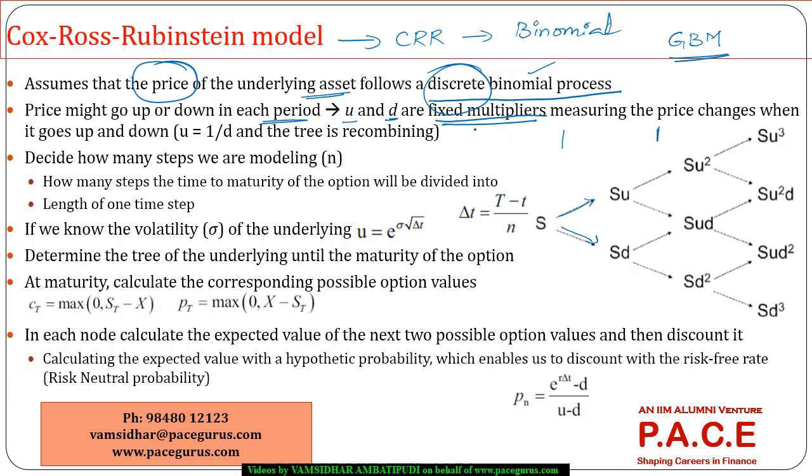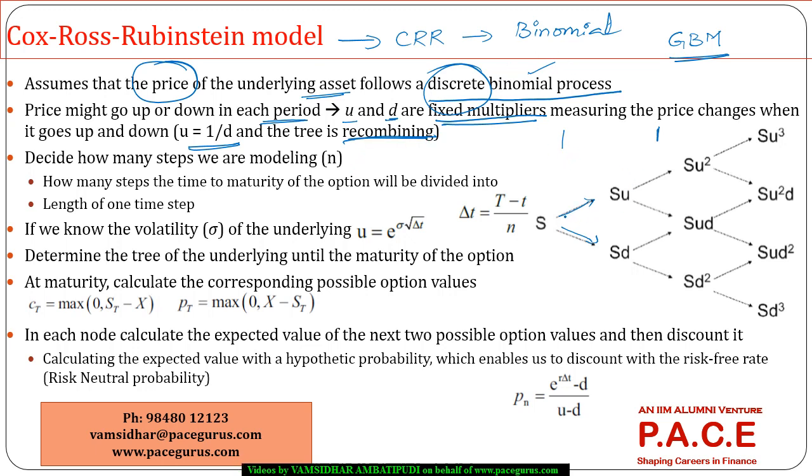But as per this model, the U and D are fixed multipliers. And there is also a linkage between U and D. U is the reciprocal of D and vice versa. So this is what a CRR model assumes. These are all the assumptions of the CRR model. One, it assumes that the price follows a discrete binomial process. The U and D are the multipliers which talk about the upward change and the downward change. The relationship between both of them is the reciprocal relationship. And it also assumes that the tree is recombining.